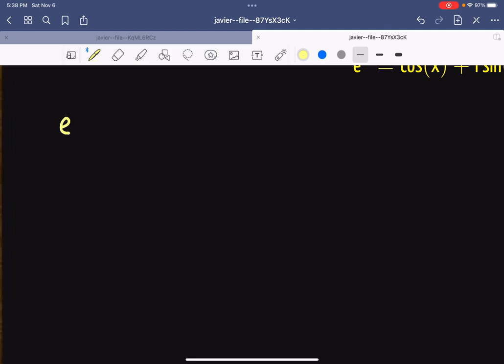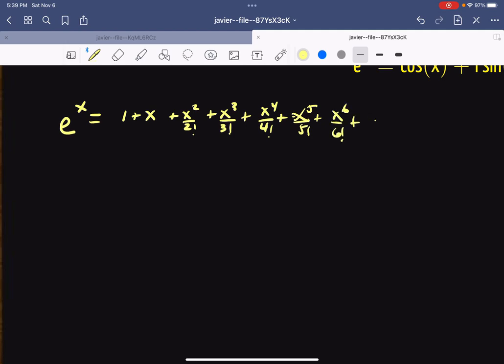So e to the x, we've already done many times. e to the x is equal to 1 plus x plus x squared over 2 factorial plus x to the third over 3 factorial plus x to the fourth over 4 factorial plus x to the fifth over 5 factorial, and so on. That we've done using our amazing Taylor polynomial techniques.